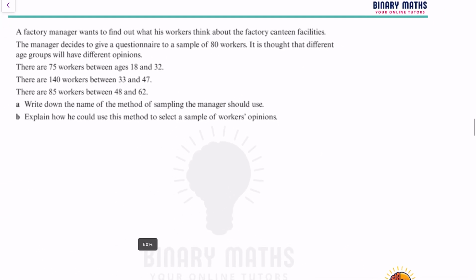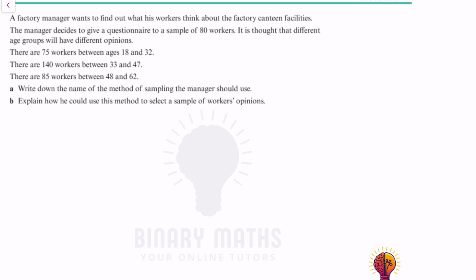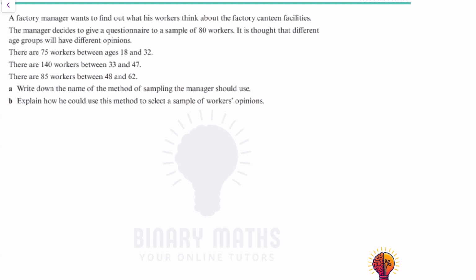Okay, let's go through a question. A factory manager wants to find out what his workers think about the factory canteen facilities. The manager decides to give the questionnaire to a sample of 80 workers. It is thought that different age groups will have different opinions. So 75 workers between 18 and 32, 140 between 33 and 47, 85 between 48 and 62. Write down the name of the method of sampling the manager should use. Because we can see it's been divided into distinct groups, then we know straight away it's a stratified sampling method.